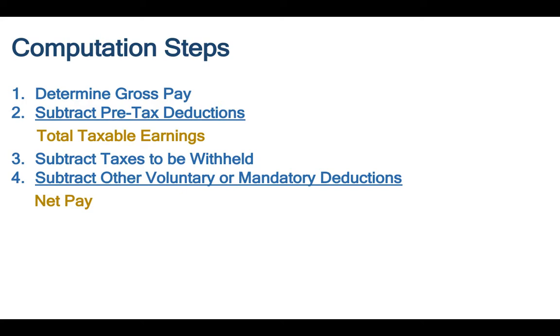From gross pay, we're going to subtract some pre-tax deductions, which can be things like medical insurance or retirement or cafeteria plans. And once we do that, we are able to find the total taxable earnings for our employee.